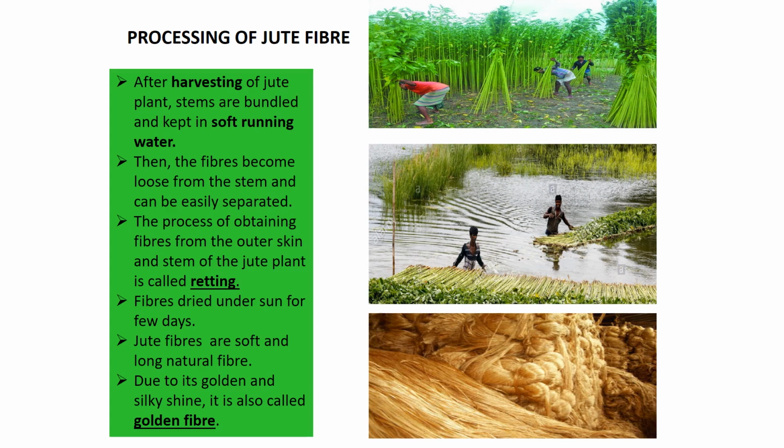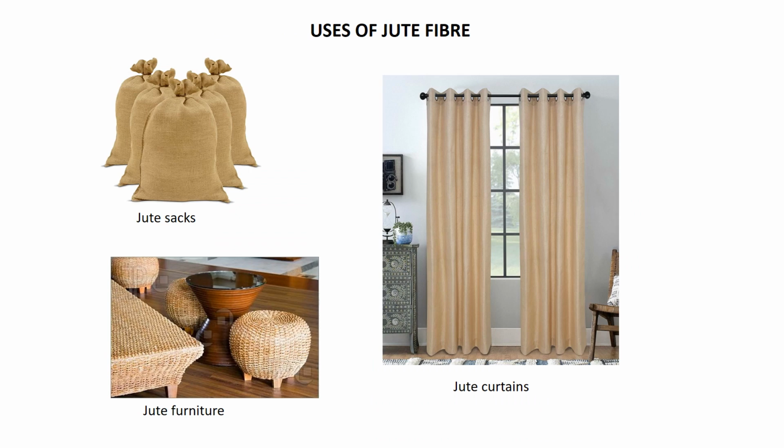This process of obtaining fibers from the outer skin of the stem of the jute plant is called retting. Then the fiber is dried in the sun for a few days and then the fibers are extracted. Such fibers are very soft and are also called long natural fibers, and their appearance is very shiny, with a golden silky shine. That's why jute fiber is also known as golden fiber. These are the uses of jute fiber. They are used for jute sacks, jute furniture, jute curtains.